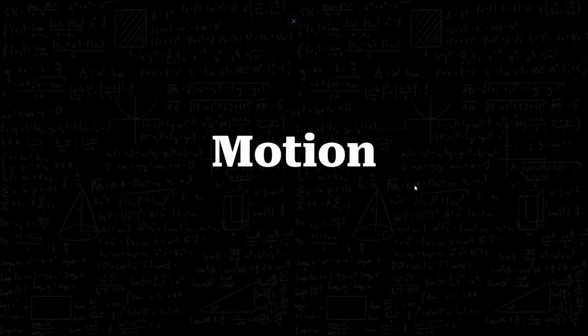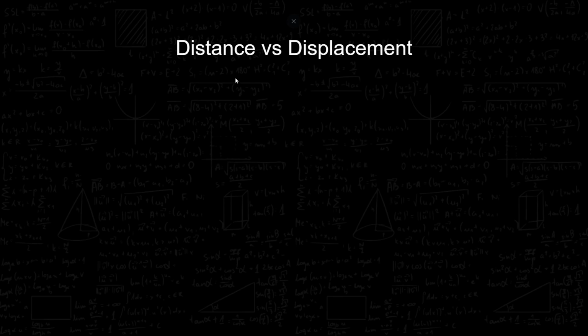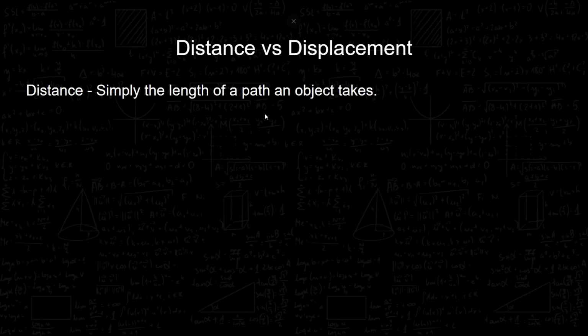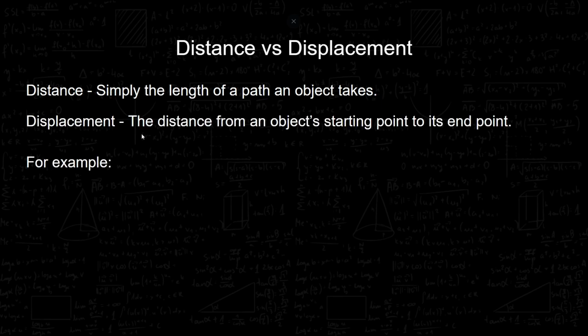Okay, so today we're going to be talking about definitions and terms associated with motion. All right, so two terms you're going to need to know are distance and displacement. They're very similar, but there's a distinct difference. Distance is simply the length of the path an object takes. And then displacement is the distance from that object's starting point to its end point.